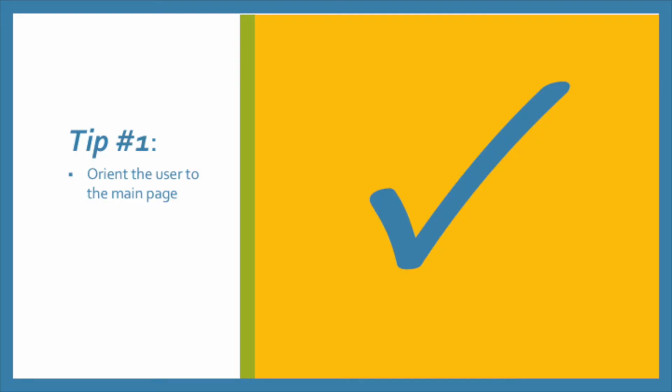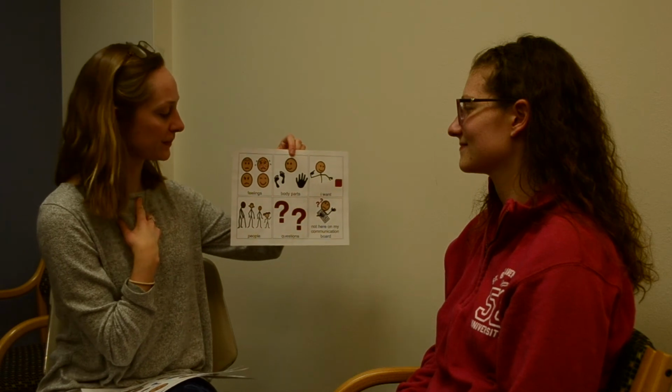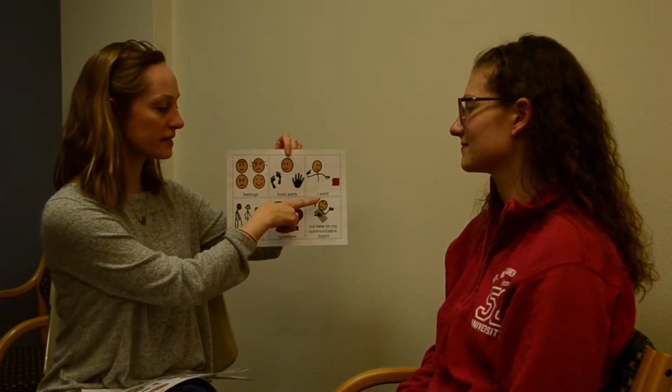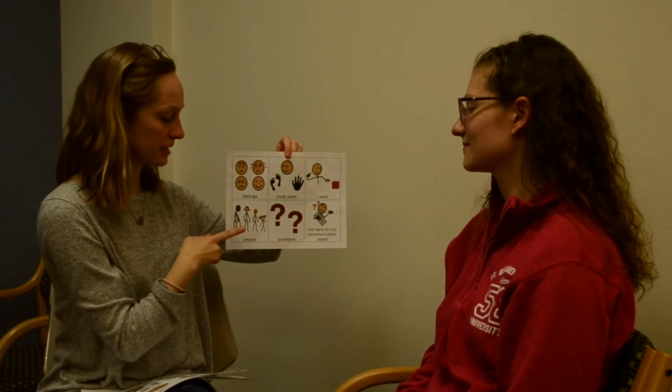Once you've established the yes and no responses, it may be helpful to orient the user to the main page. Today we're going to use pictures to help you talk with me. This one is for feelings, for what hurts, for what you want, for who you want to talk to, for any questions you have, or for something else.